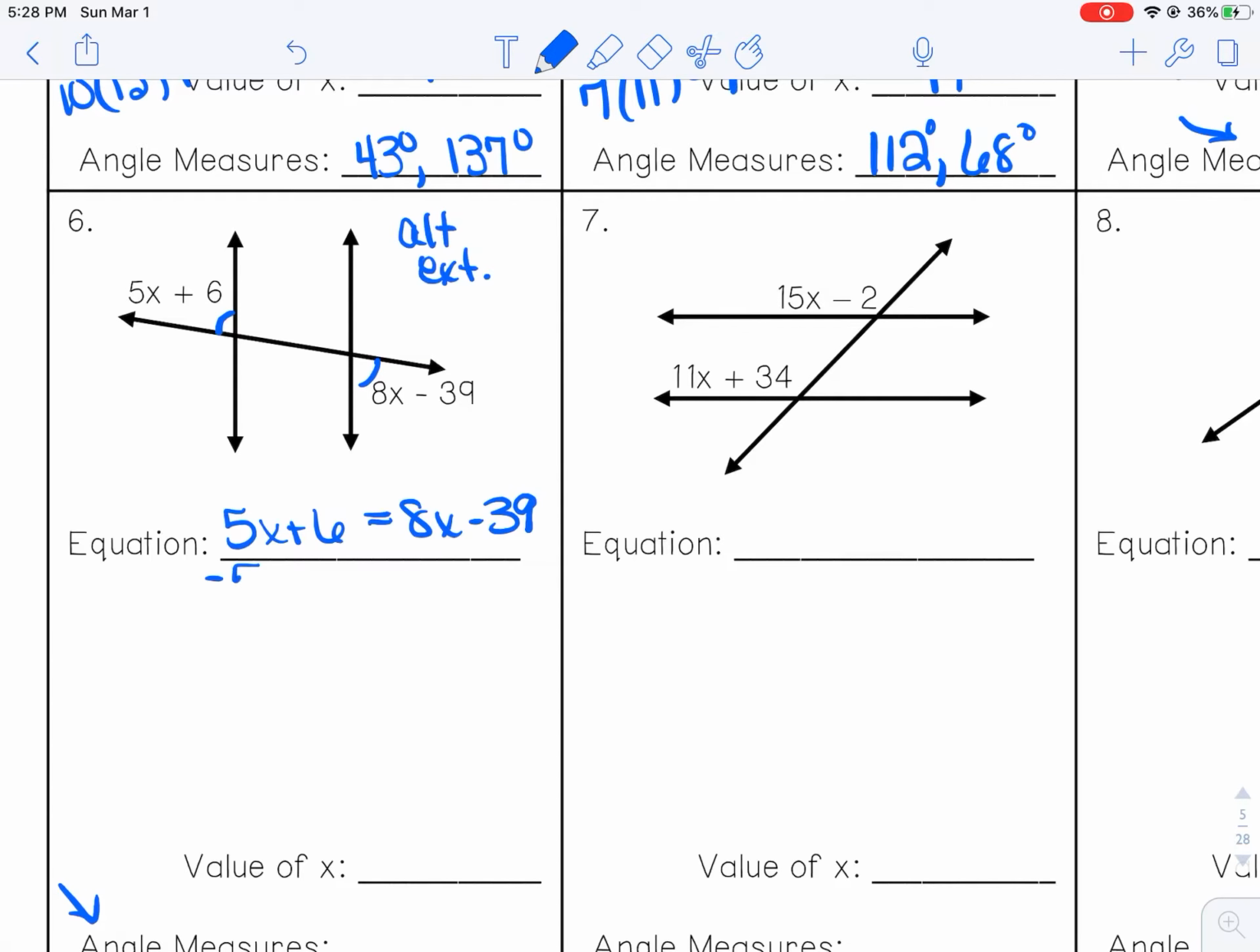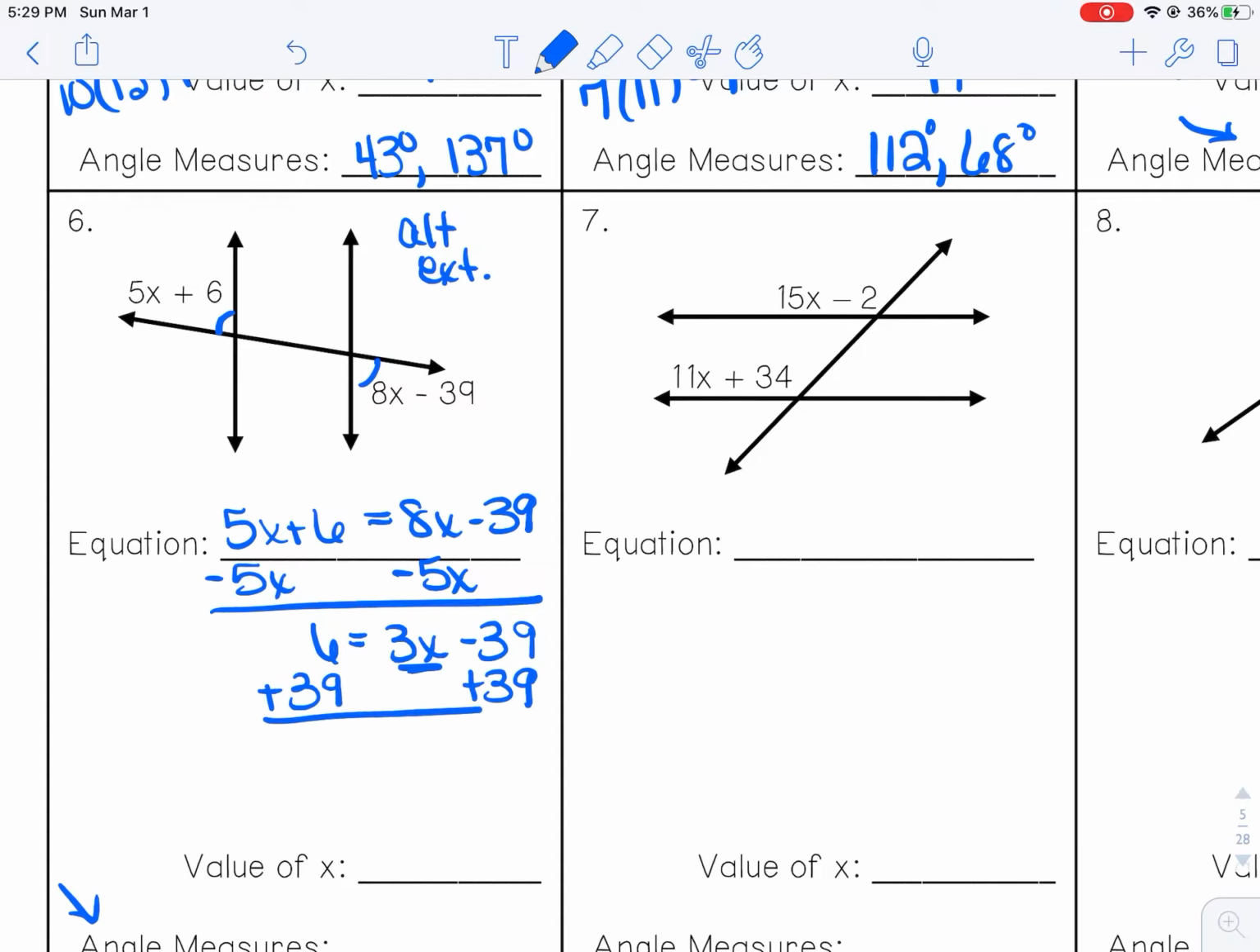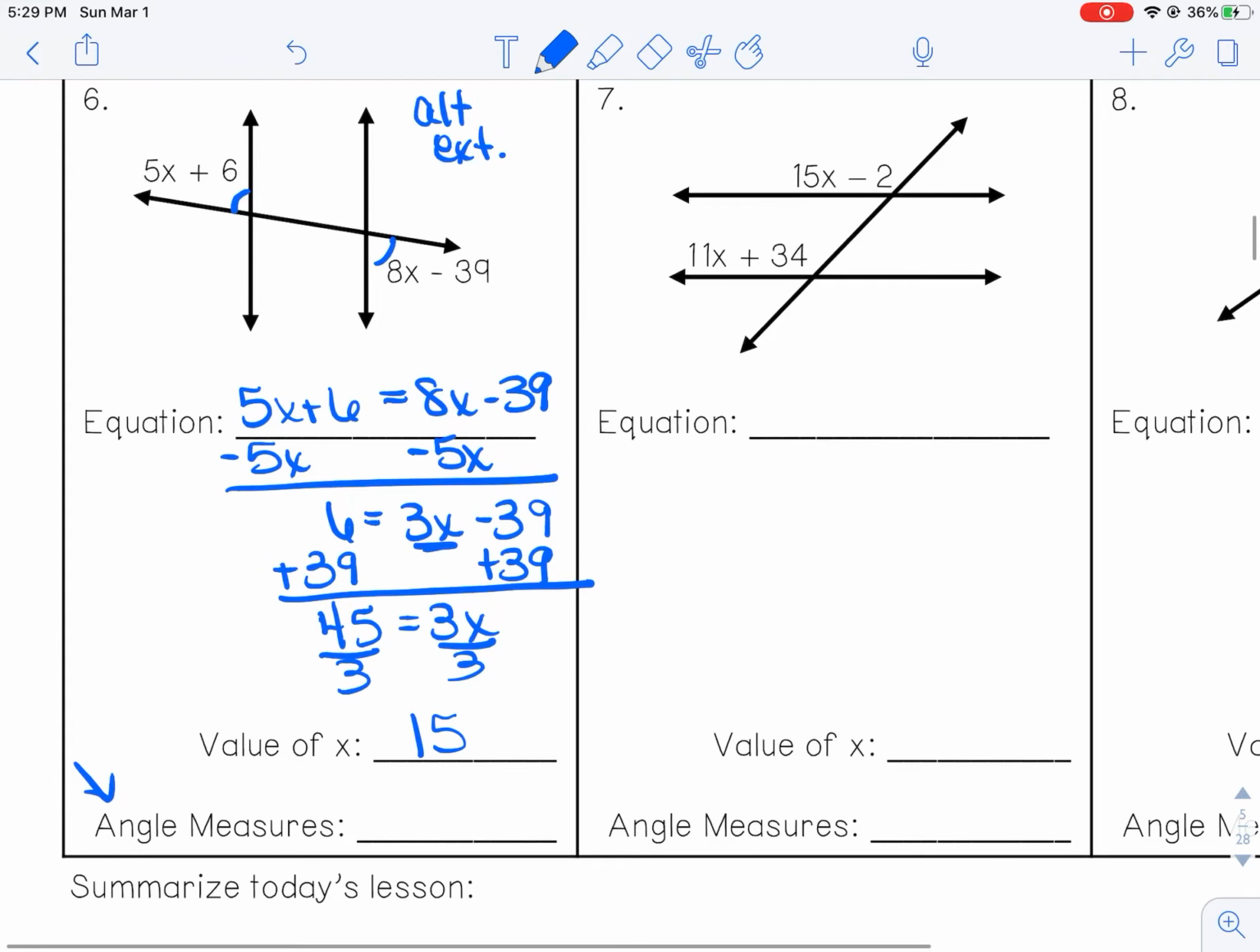I'm going to get rid of my smallest variable term first. Okay, I'm left with 6 is equal to 3x minus 39. I've got my two-step equation. I've got to get that 3x by itself, so I'm going to add 39 to each side of the equal sign, and that's going to give me 45 is equal to 3x. I'm going to divide each side by 3 to get the x all by itself, and x is equal to 15. Okay, let's plug it in.